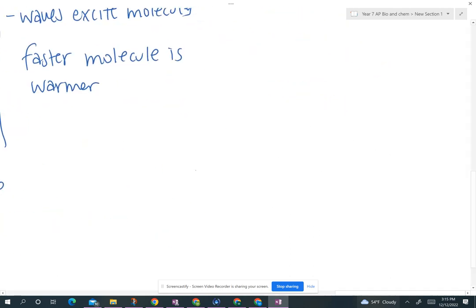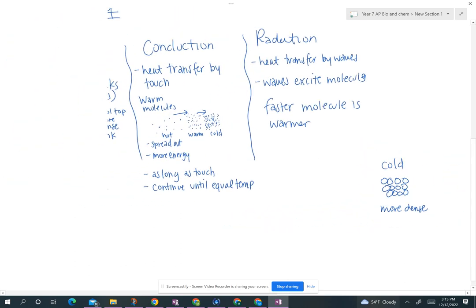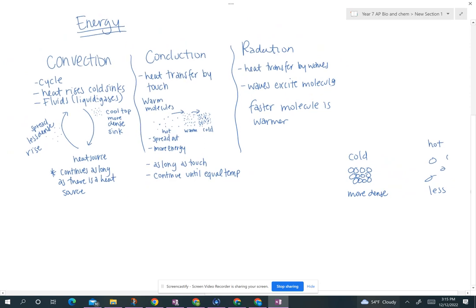So again, something that is cold is going to tend to be tightly packed and more dense. Something that is hot is going to be more spread out and less dense. So you'll see that there's a connection between density and temperature, and that's very often what you guys will see in convection, conduction, radiation. All right, so those are a couple of things on there.